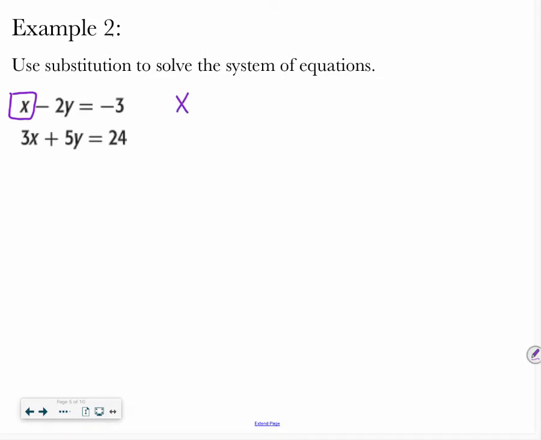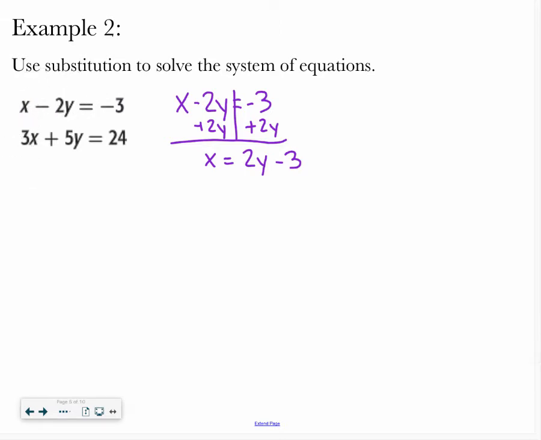That means I need to get x by itself. The way I'm going to do that, I'm going to add 2y to both sides. So I have x equals 2y minus 3. If you wanted to solve for y or any of the other x's, that's also okay. All right? So now I have x equals 2y minus 3.